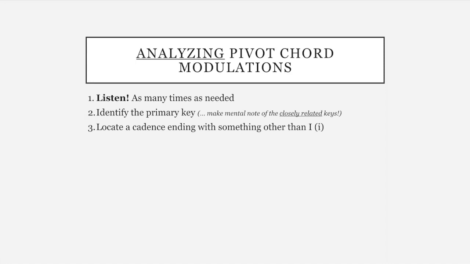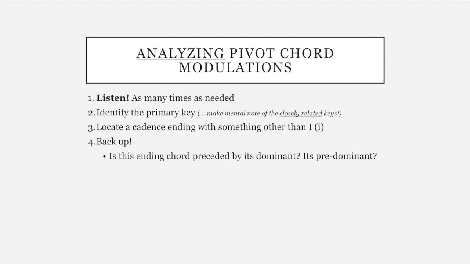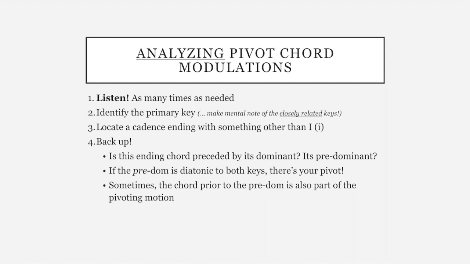Once we've found those cadences, find the concluding chord and go ahead and back up. Is that conclusive chord preceded by another chord that we could interpret as its dominant? And then is that dominant preceded by what could be a predominant in this new key? Let's pay special close attention to that predominant because if that predominant chord is diatonic to both the new and the old keys, well, there's your pivot chord. Now, it's important to know that sometimes the pivoting action covers multiple chords, so we want to look before the predominant as well and see if the previous chord could be part of that pivoting motion as well.